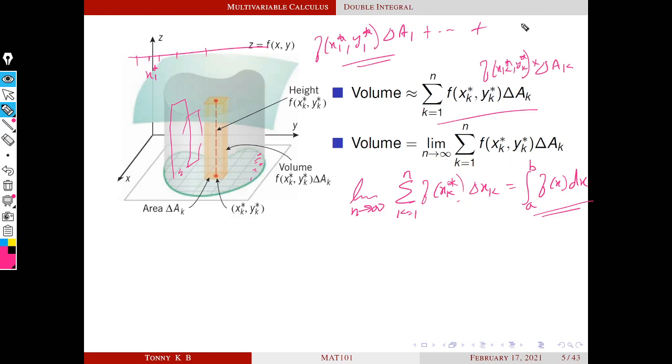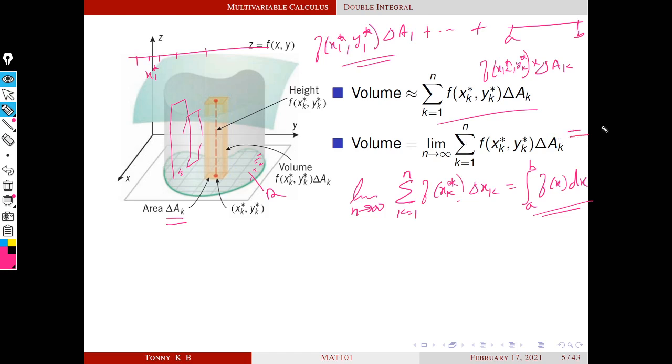In single variable calculus, we integrate over the interval ab. Here we have to integrate over the region R. That is a change. Instead of the length delta xk, here we use the area element delta ak. So what is the integral representation of this infinite sum?